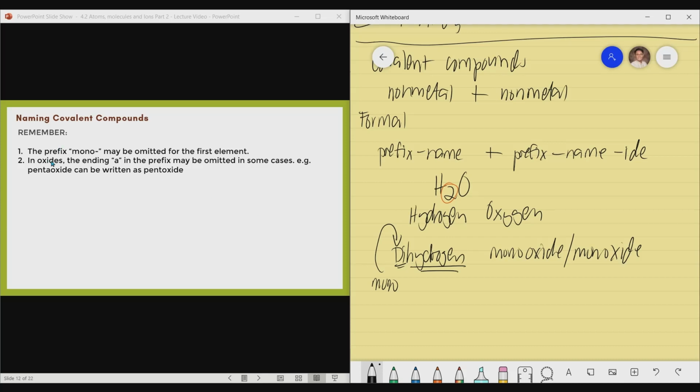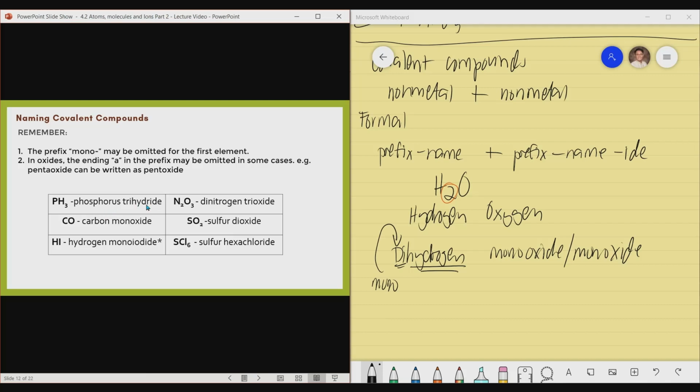Okay? In oxides, the ending A in the prefix may be omitted in some cases. For example po, itong pentaoxide can be written as pentoxide. Ito yung ibig sabihin nitong number 2. Pwede, may be omitted. For example, ang ginamit mong prefix ay penta or hexa, okay? Pwede na siyang pentoxide, ganyan. Okay? Or pentaoxide. Either way, it's possible.